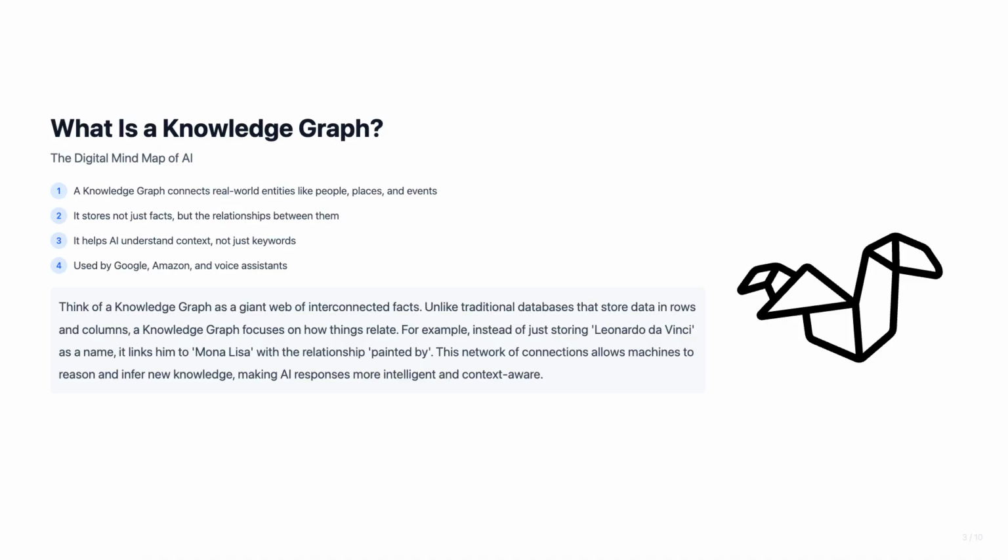Similarly, when Amazon suggests products, it's using a knowledge graph to see patterns, like how people who bought a camera also bought a tripod. So, a knowledge graph doesn't just store what things are, it stores how they're connected. This is what makes AI systems smarter than simple keyword matchers.